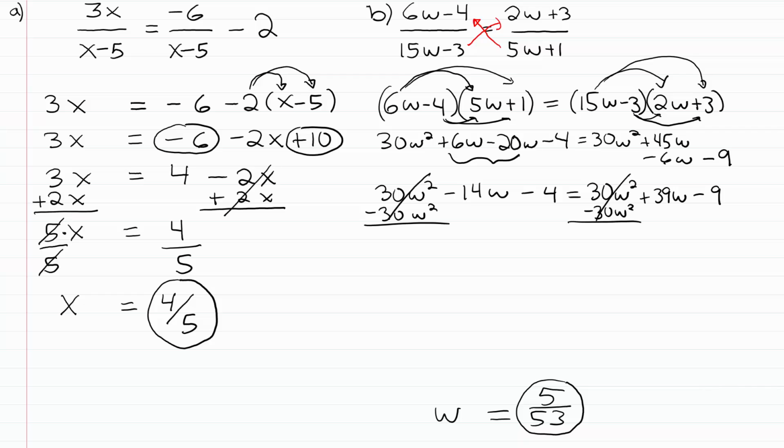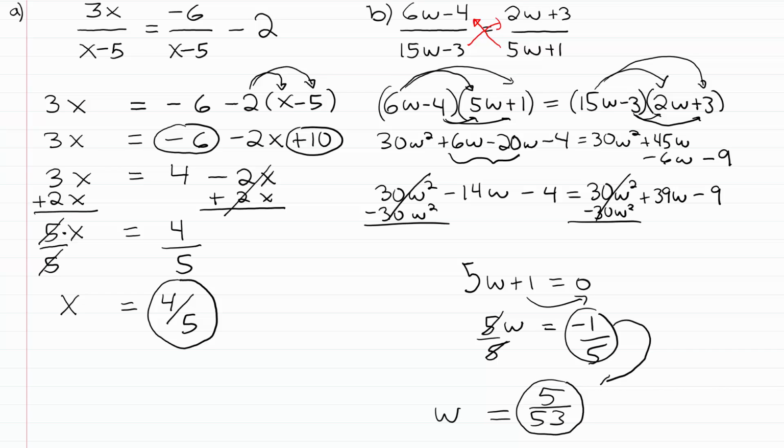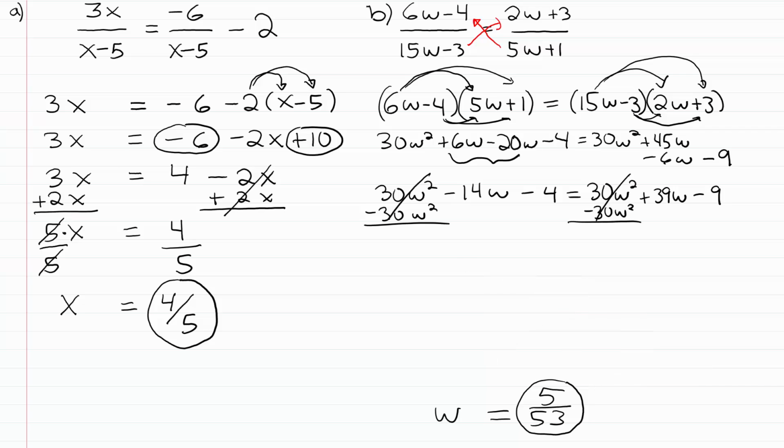Let's take a look at the second fraction. When will 5w plus 1 be equal to 0? Well, again, if I move that over, I'll have 5w is equal to negative 1. And if I divide by 5, I will end up with negative 1/5. So the only time the second fraction is going to be undefined is whenever the answer is negative 1/5. Well, our answer is not negative 1/5 for the problem, so we're safe again with this solution. All right, so it looks like our answer is 5 over 53.